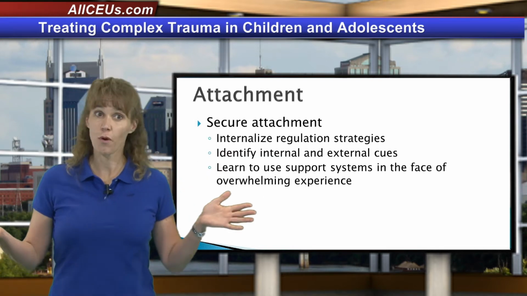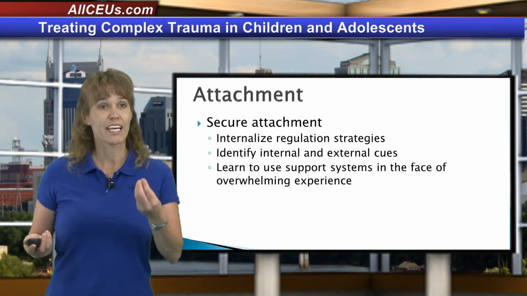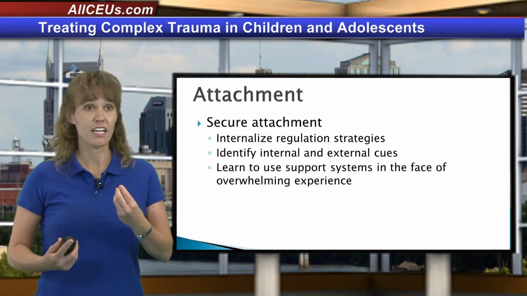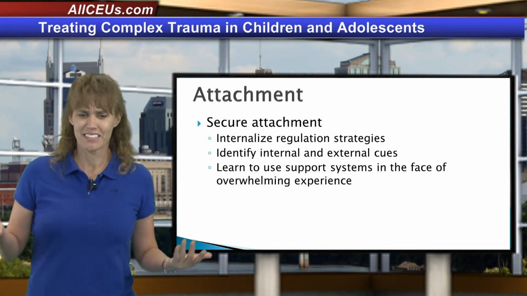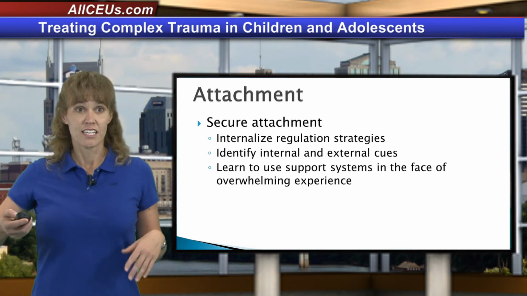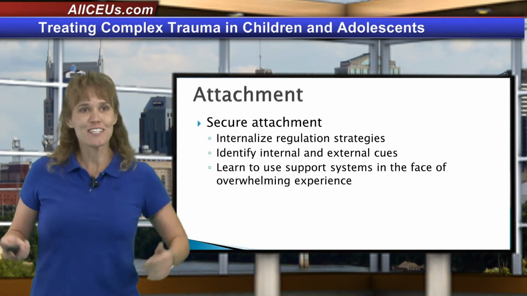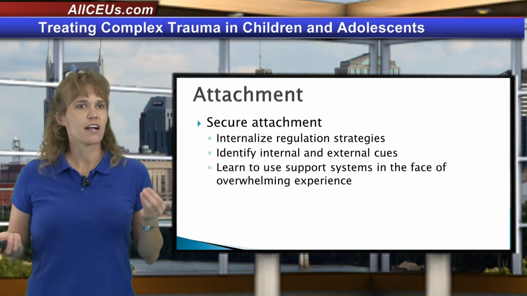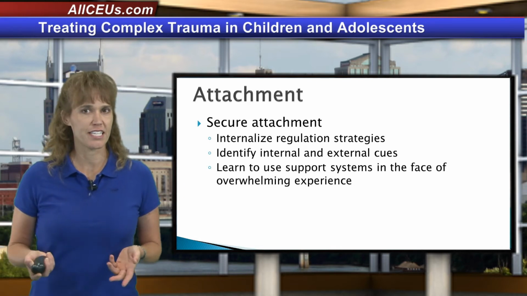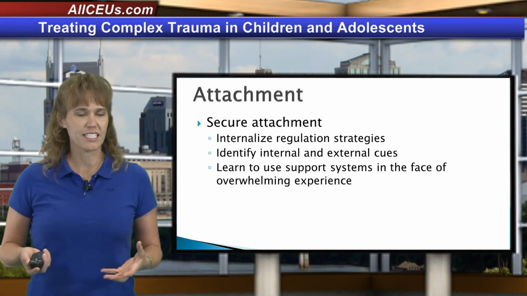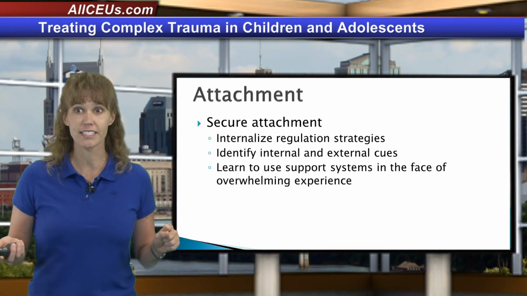So secure attachment, this is what we want, is characterized by a child who can internalize regulation strategies. When they get upset, they know how to regulate that upsetness so they don't melt down every single time. Now, do children get overwhelmed? Oh yeah. Do children and adolescents have anger outbursts and temper tantrums? Yeah. Do I? Every once in a while it happens. So just because somebody's not 100% perfect with emotional regulation doesn't mean that they're insecurely attached. But children who are securely attached most of the time can regulate their emotions and keep things relatively in balance.